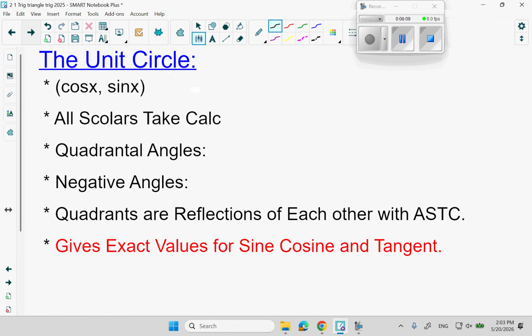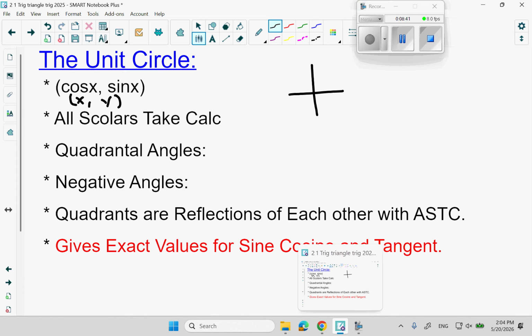Okay. The unit circle. So the unit circle is interesting. We have cosine of x is the first coordinate, and sine of x is the second coordinate. So cosine kind of goes for the x values. Sine kind of goes for the y values. We often call it, as all scholars take calc, quadrantal angles, negative angles. When I talk about negative angles, we're going to look at it here in a second, get a quick peek here.